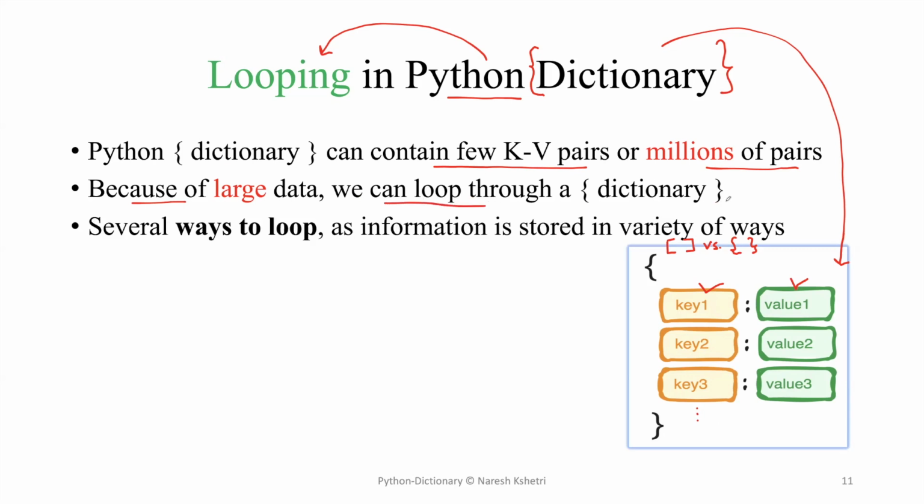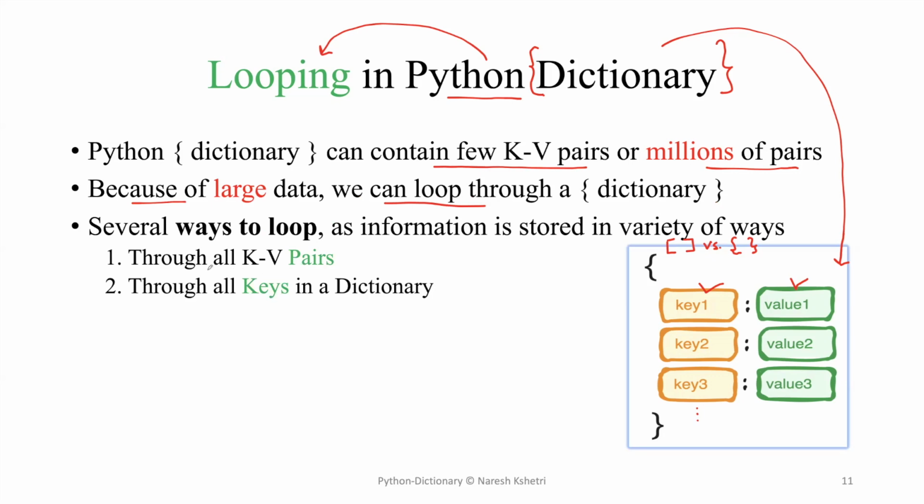There are several ways to loop a Python dictionary, like we loop the list data type and the tuple data type. In the same way we are going to loop the dictionary data type. The first is we will loop through all key-value pairs, whatever key-value pairs there are. In this example, you can see 3 key-value pairs.